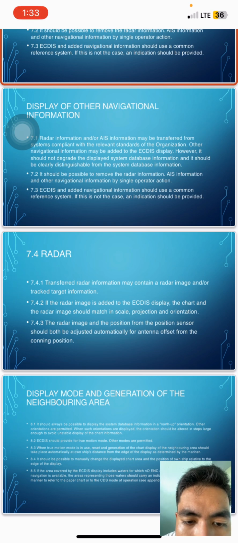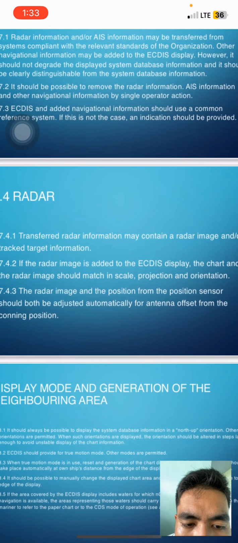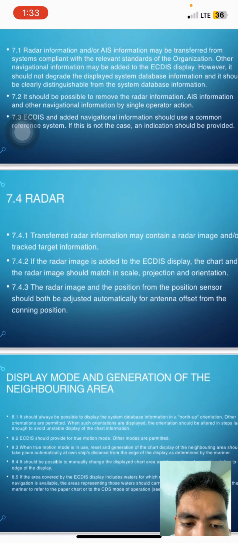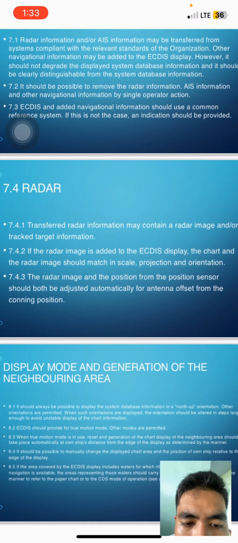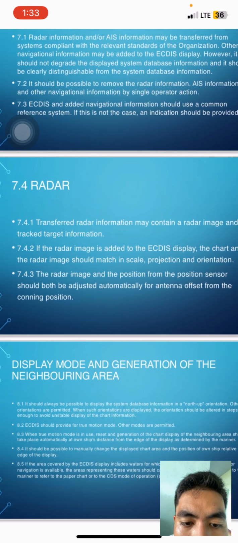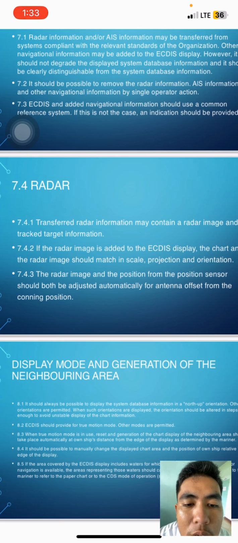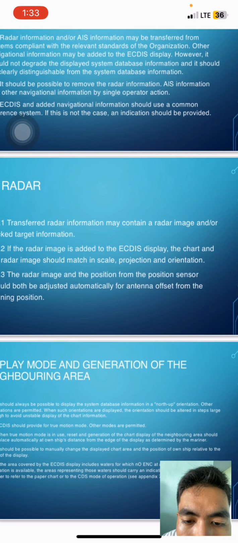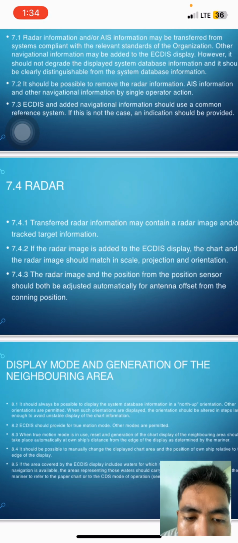Next, the discussion of the display mode and generation of the neighboring area. It should always be possible to display the system database information in a north-up orientation. Other orientations are permitted. When such orientations are displayed, the orientation should be altered in steps large enough to avoid unstable displays of the chart information. So for the display mode and generation of the neighboring area, a north-up orientation is required.